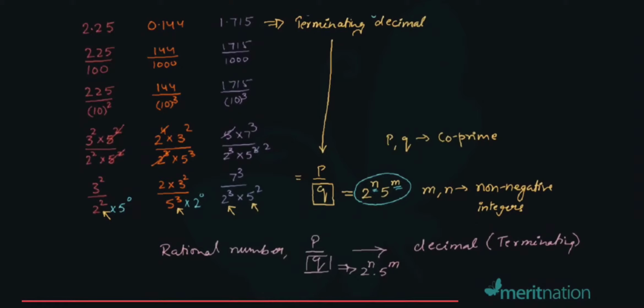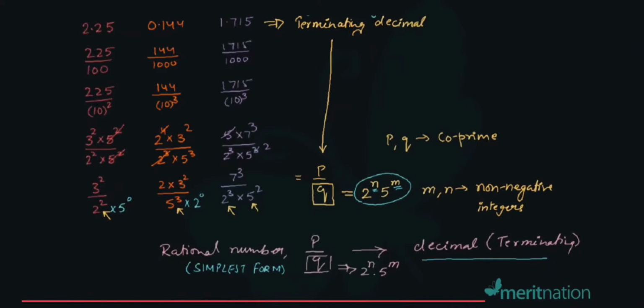Let me write it down in bold letters over here. In simplest form. So when the rational number is expressed in the simplest form, all the common factors are being cancelled out. Then the denominator, if that reflects 2 to the power n times 5 to the power m pattern, then the decimal you're going to get will always be a terminating decimal.